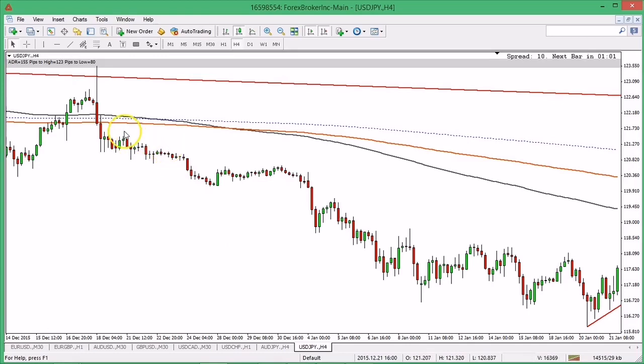Okay, so look, we got a big wick right there. Let's draw a trend line off of it and see if it gets respected.